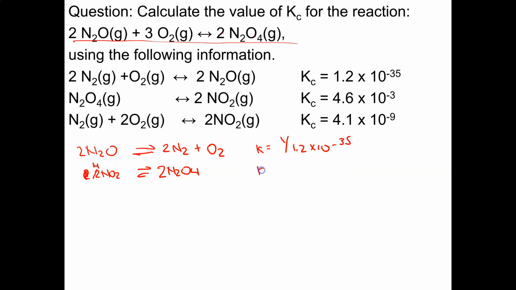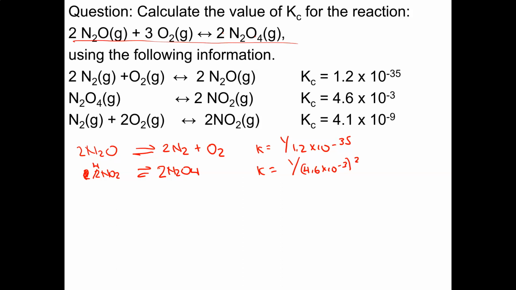So now for your K, remember we flipped it. So it's 1 over 4.6 times 10 to the negative 3 squared. And the reason we square is because we doubled, right? When you double, it's automatically you raise it to that power. Whatever you do to the reaction, you raise it to that power, and now you have to do the reciprocal because you flip the reaction.